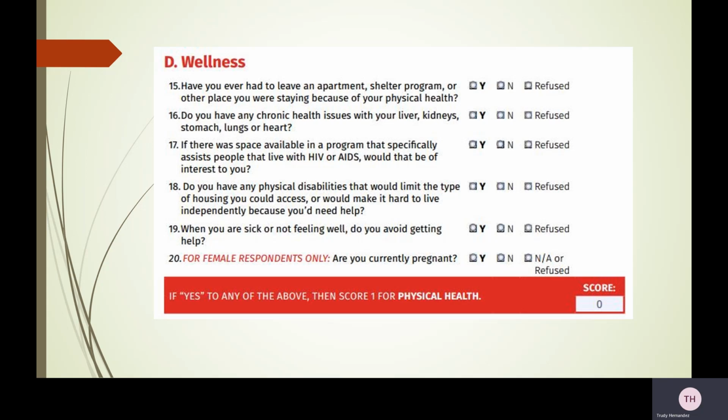Question 19, when you're sick or not feeling well, do you avoid getting help? And then question 20, this is the only question that specifies for female respondents only, and that's looking at, are they currently pregnant? If they say yes to any of those 15 through 20, then they would score a 1 for physical health.